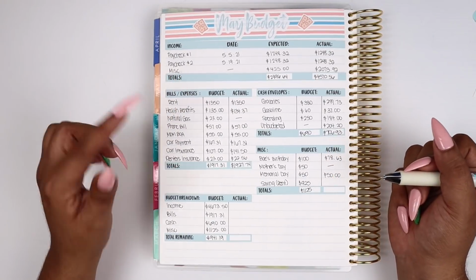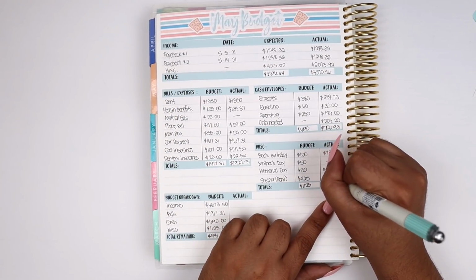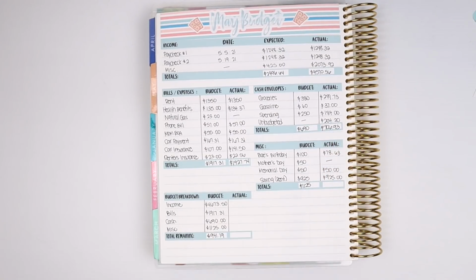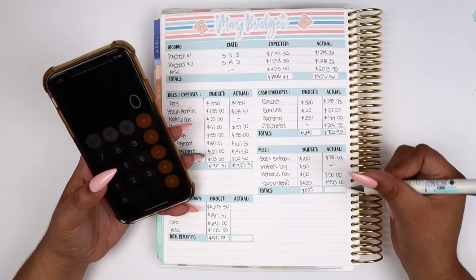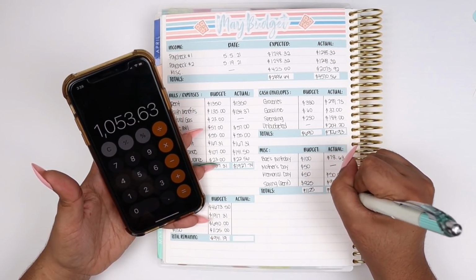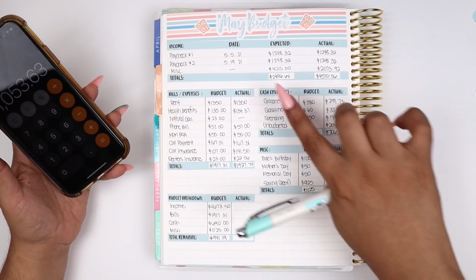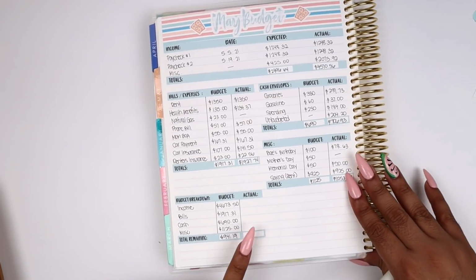Now for rent for June, I did save my $9.25 and I already paid it, so this is a must. This is something I had to pull out from my paychecks, because otherwise I wouldn't be able to pay for my rent for the month of June since it lands on the 1st. So in total for the miscellaneous category, I ended up spending $1,053.63.